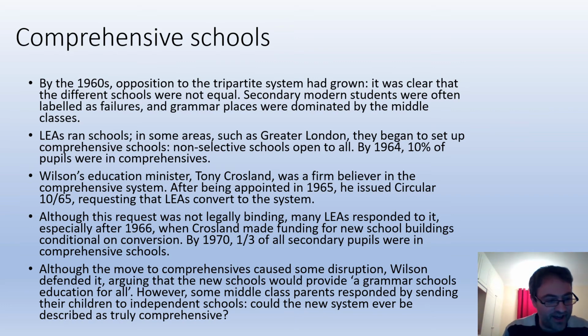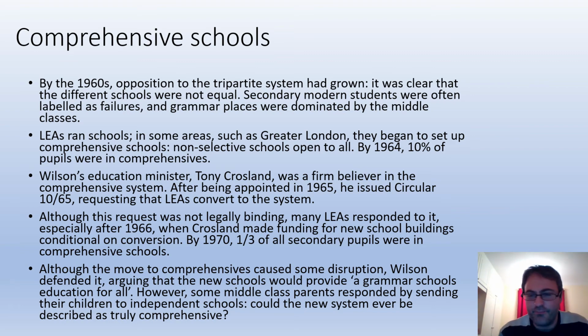Now, just as Jenkins is our key person for liberal reform, here Tony Crossland is our key person for education reform. He is Wilson's education minister, member of the cabinet, and a really fervent believer in the comprehensive system. He believes that education is the route to equality. He believes that education is fundamental if you are a socialist or a social democrat. So Crossland, as soon as he comes to power in 1965, says to LEAs, I request that you convert to the comprehensive system.